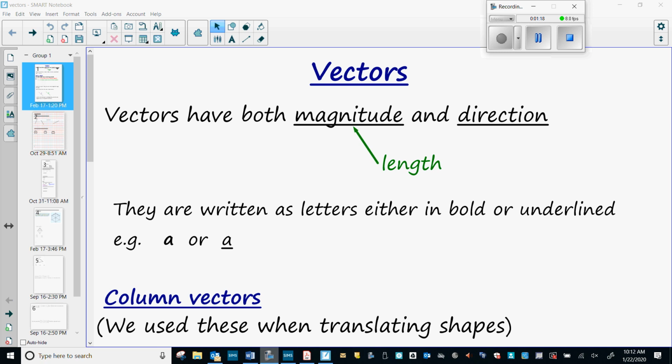They're written as letters, so I might see a bold letter or an underlined letter, because obviously in an exam you can't bold something. Obviously you can in type, but normally you can't, so often it has an underline. The underline is normally squiggled. I couldn't do a squiggle underline, okay?